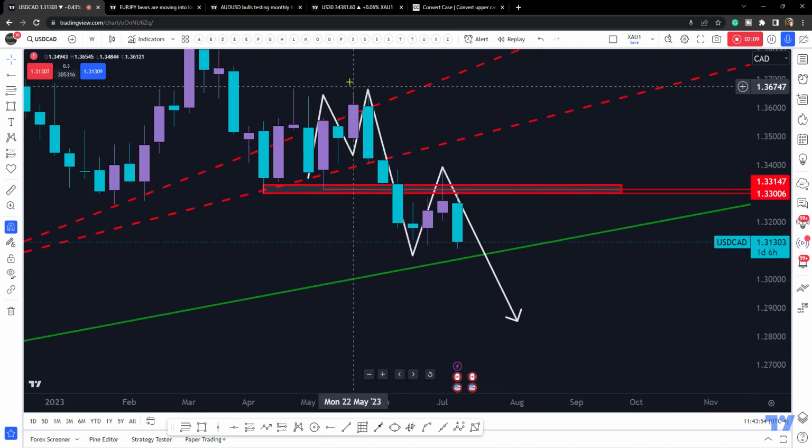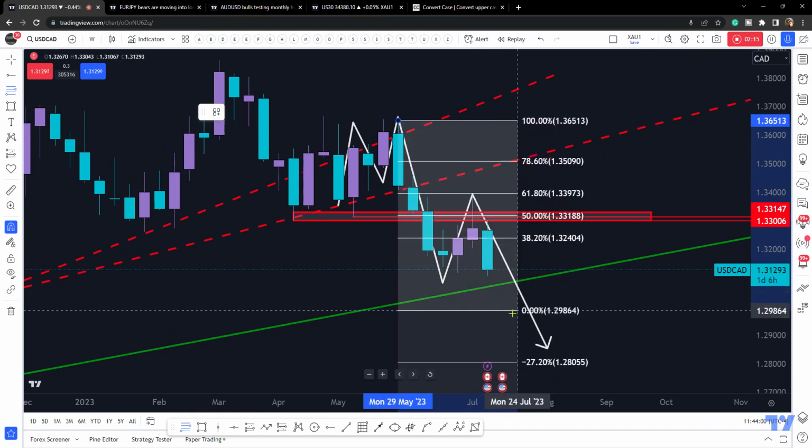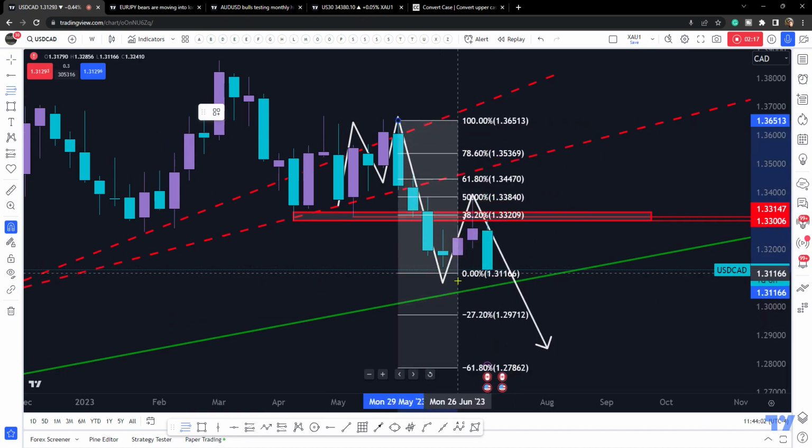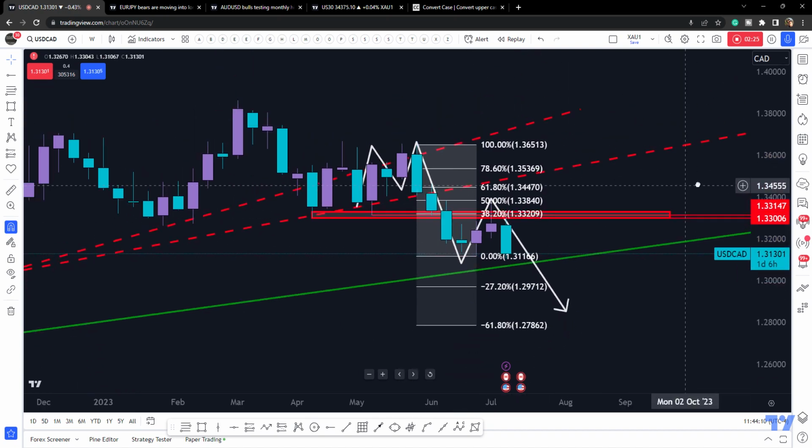In this correction, we can measure it just for knowing what sort of correction it was. And it came up in a 50% mean reversion. Yeah, tagged into that. Subsequently sold off.